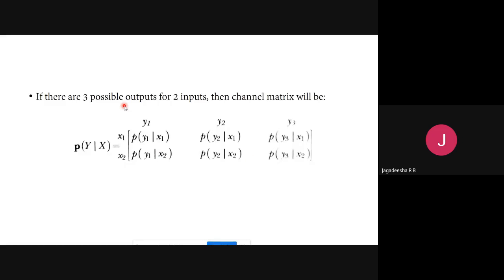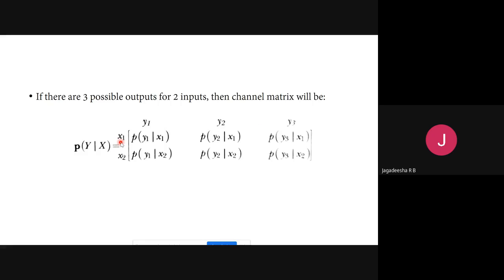Okay, now if we have three cases, then how should this look? That is three outputs. You know what you're going to transmit. So x1, x2 are the two inputs you're going to transmit. At the output points, there are three: y1, y2, and y3. So this is not binary, right? Because you have three outputs and two inputs.